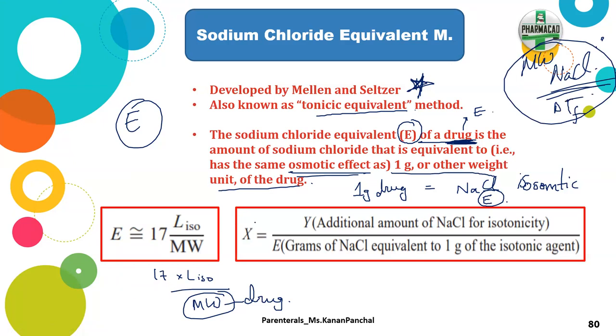And from that, if we have to calculate X, that is, how much amount of NaCl will be required. So X is nothing but Y, where Y is the additional amount of NaCl for isotonicity. Sorry, X is your drug quantity, and E is the sodium chloride equivalent to 1 gram of your isotonic agent. Fine. Let us solve the sum so you all will understand. Just note down this formula.